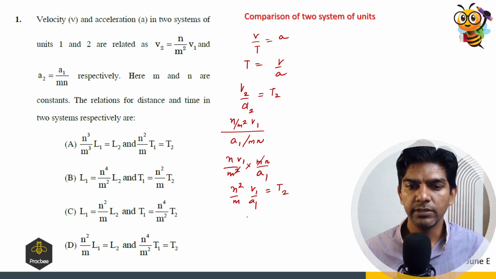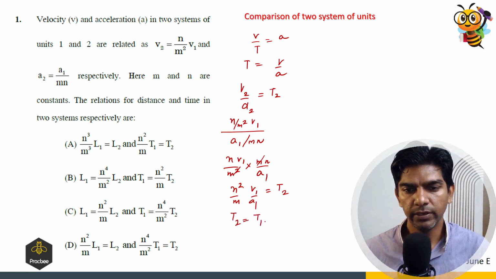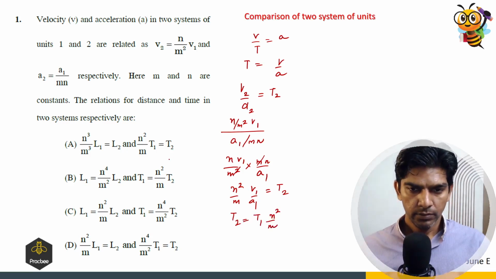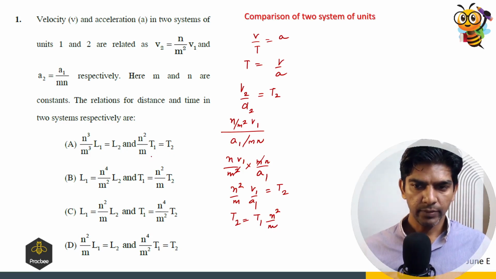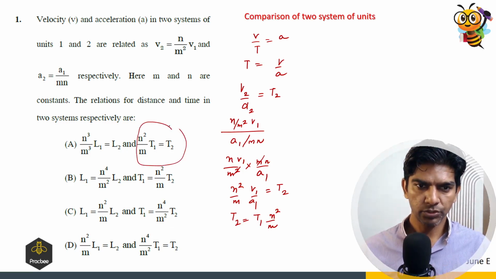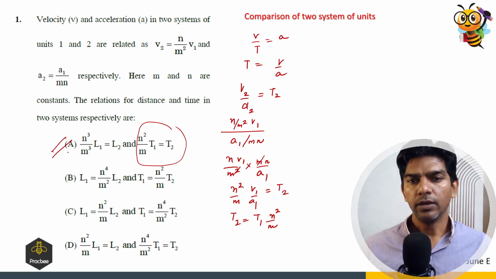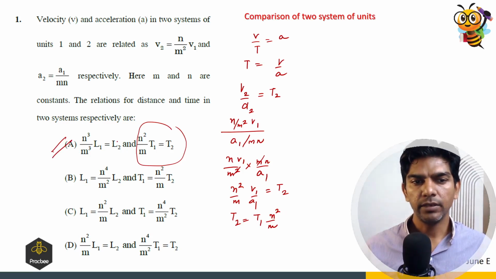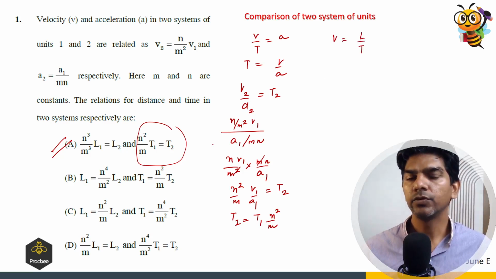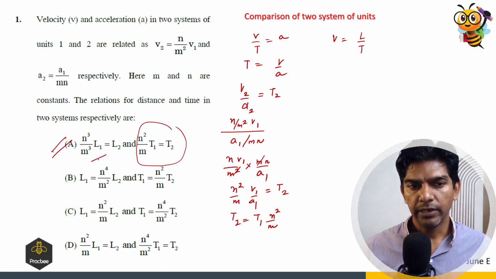And v1 by a1 is nothing but t1. So t2 is equal to t1 times n square by m. So t2 is n square by m times t1. If you look at the first option, t2 is equal to n square by m times t1, right? But in the other options, it is something else. So option A is the right answer, right? Now we got time. If you want to find the length, we know that speed is given as displacement upon time. So we can use this and we can find the relation between the lengths. So I hope this concept is clear.